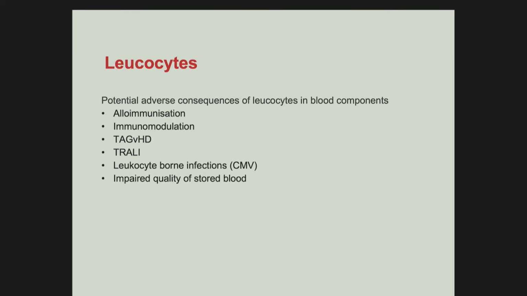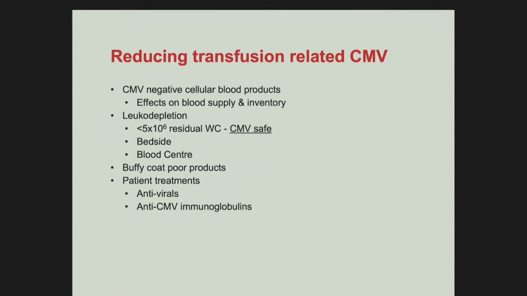What about the presence of leukocytes in our transfused products? They can contribute to HLA alloimmunization, immunomodulation, transfusion-associated graft-versus-host disease, TRALI, and various infections, and they may actually impair the quality of the stored blood. So there are a number of ways to provide either CMV negative or CMV safe product. CMV negative, we screen our donors, or the other option is to provide leukocyte depleted product at the time of collection. So leukocyte depleted product is not CMV negative, but is deemed CMV safe.